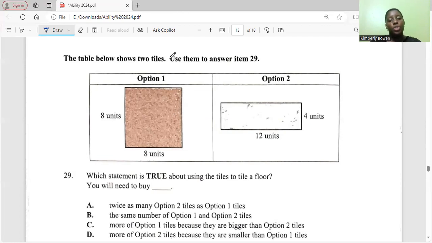The table below shows 2 tiles. Use them to answer item 29. Option 1, option 2. Which statement is true about using the tiles to tile a floor? If we're using the tiles to tile a floor, we're more likely thinking about the area. So 8 times 8, we can find the area there. And we can say 12 times 4, and we can find the area here. All right? 8 times 8 is 64.